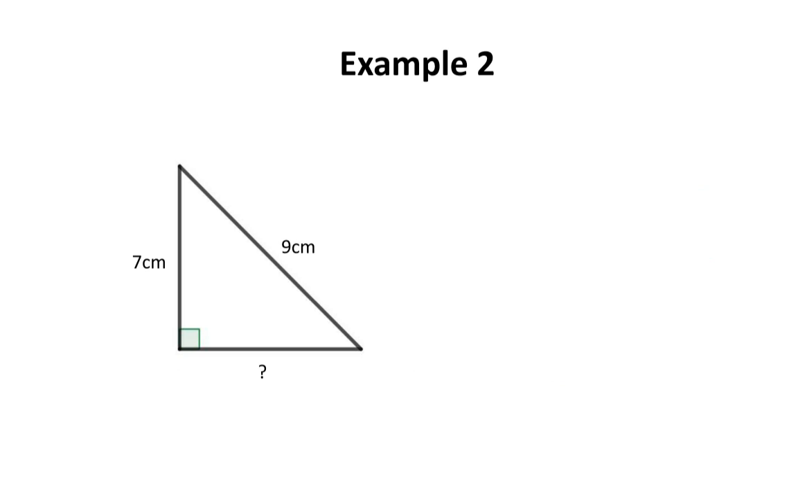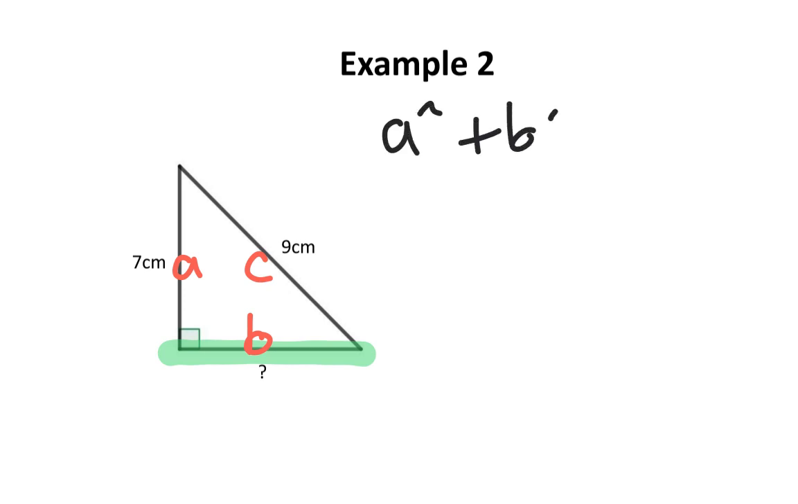In our second example, we need to determine the length of this leg. I'm going to begin by labeling this diagram. This side I'm going to call A since it's a leg, this side I'm going to call B since it's another leg, and that side I'm going to call C since it is the hypotenuse. You already know that A squared plus B squared is going to be equal to C squared.